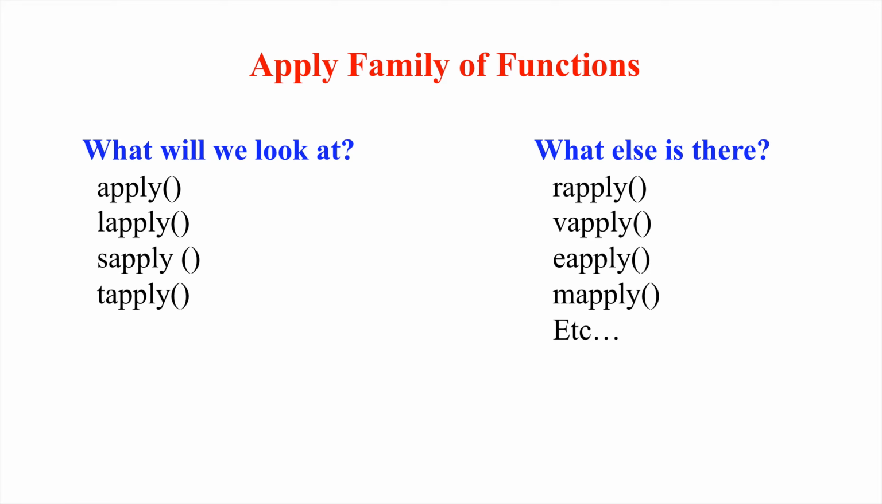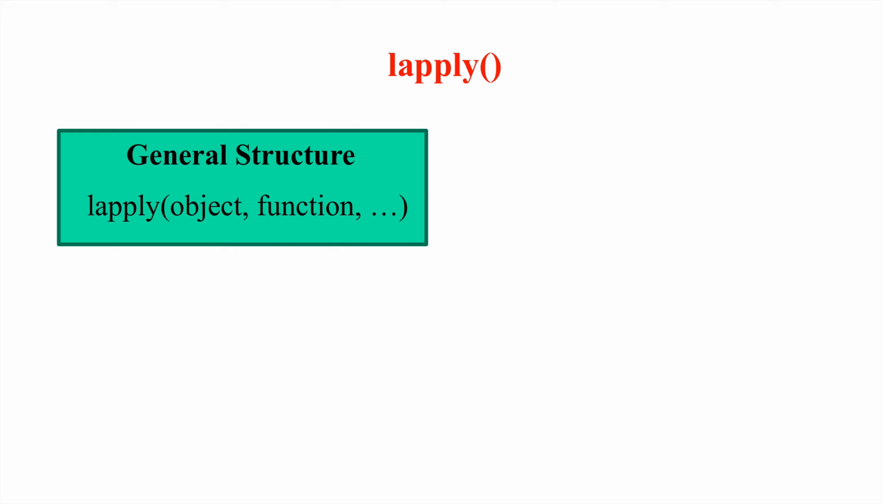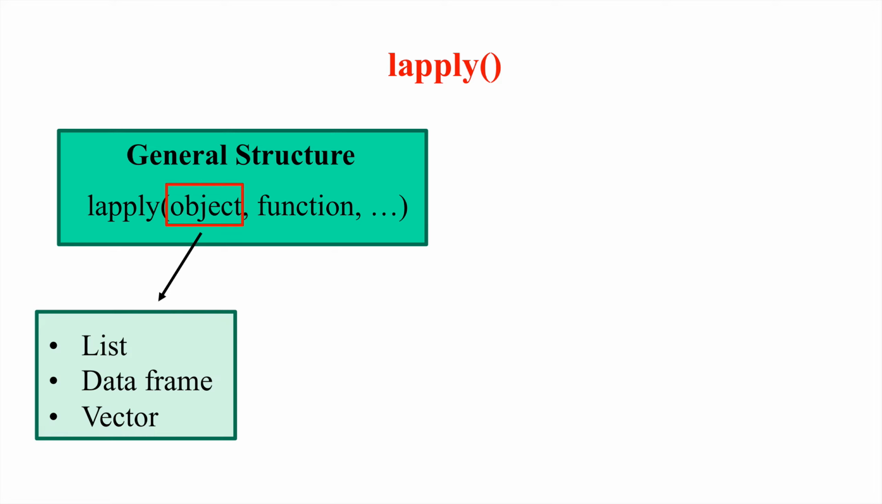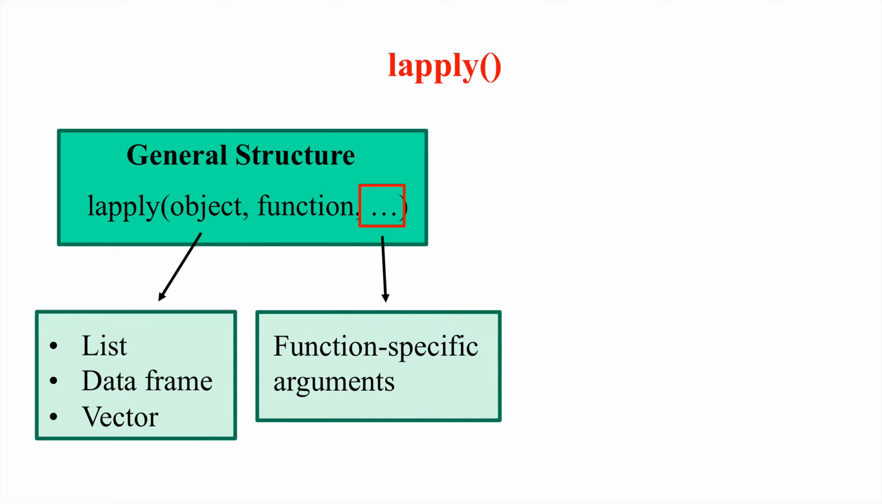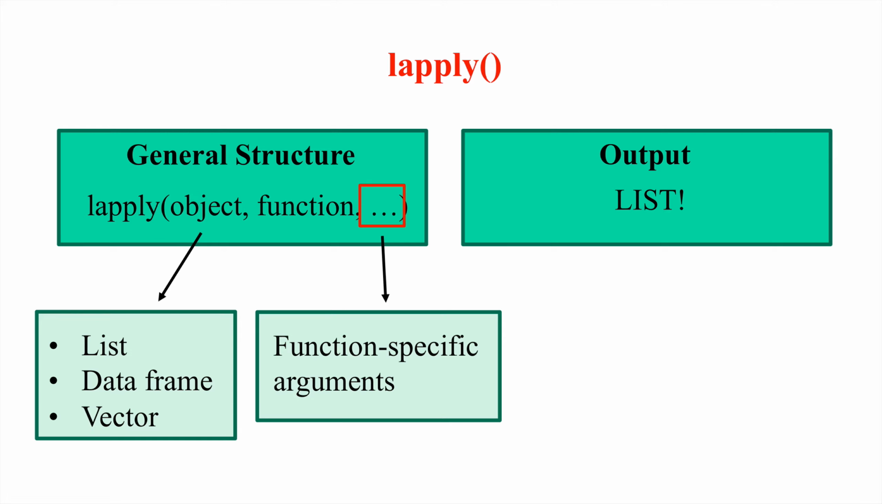In this short video, we will talk about the lapply and sapply functions. Lapply is fairly similar to apply. We still have to specify an object, and in this case, the object can be a list, a data frame, or a vector. And then we indicate the function that we want to be applied to each element of the object. And just like for the apply function, we can also specify additional arguments specific to the function that is being applied. Now, one of the big differences between lapply and apply, though, is that lapply returns only lists. So let's look at a few quick examples here.